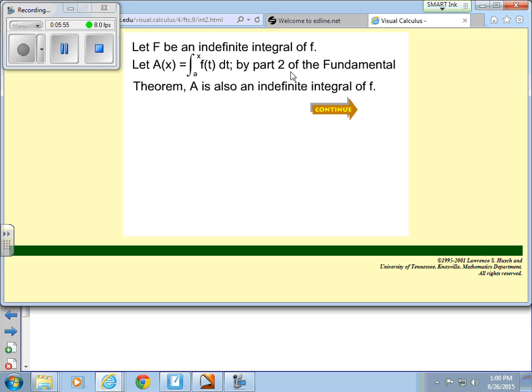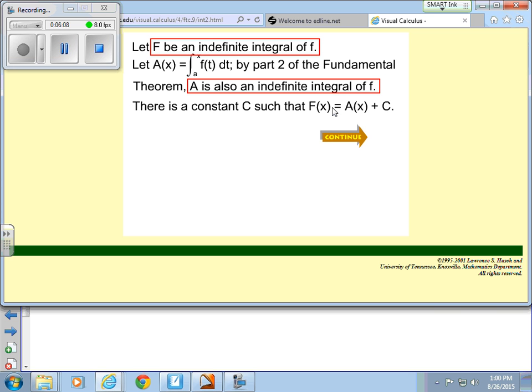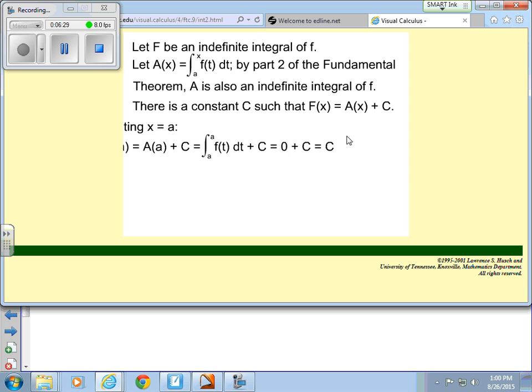This is the heart of the fundamental theorem that we talked about yesterday. If we have a function that equals that integral, there is a constant c such that capital F of x equals A of x plus c. So what that's saying is that if A is the actual function, we could add c to that and get the antiderivative. Those only differ by a constant.